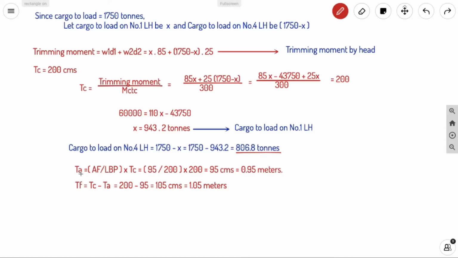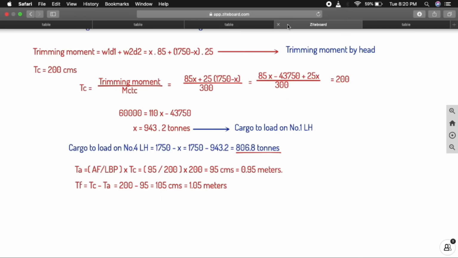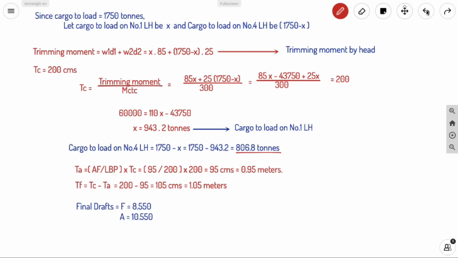So we add TF and we subtract TA. Let's go to our table. The values of T and TF we know. So we add to forward plus 1.05 and to aft we subtract 0.95. If you add these values, you will get your final drafts. Final drafts are 8.550 and 10.550. So you can say your final drafts are forward 8.550 and aft 10.550. So you got the values of both.